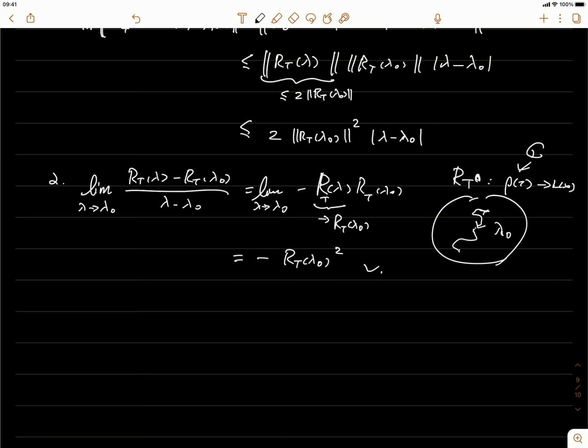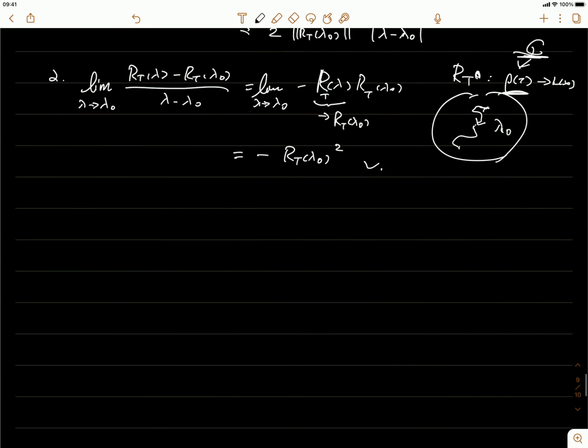But this is defined on the complex domain, so differentiability means analyticity. It means that it's an analytic function. This is a result from complex analysis: if the function is differentiable, then it's analytic. So what do we mean by analytic? For any lambda 0, if we say that R_T is analytic at x naught, it doesn't have to be defined on the complex domain.